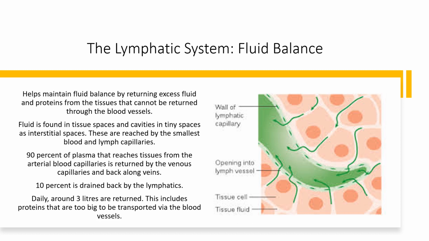On the average day, the average person, obviously this will vary from person to person, bigger people more, smaller people less. The average person, being about 5'10" for a man and 5'4" for a woman, is around 3 litres per day. And this includes proteins that are too big to be transported via the blood vessels themselves.